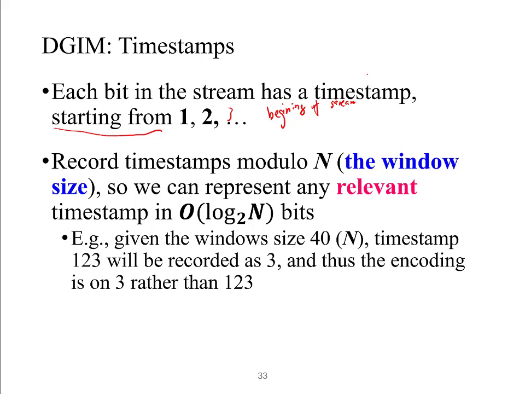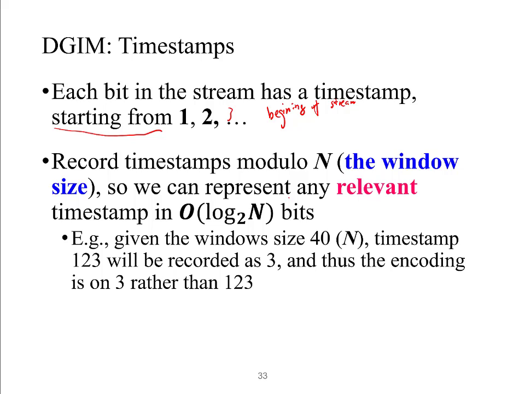It is the beginning of the stream. And so you can imagine each time when a new bit comes in, we can assign it a new time step. Right? But we only need to record time steps modulo n, where n is the window size. So we can represent any relevant time step in O(log n) bits.